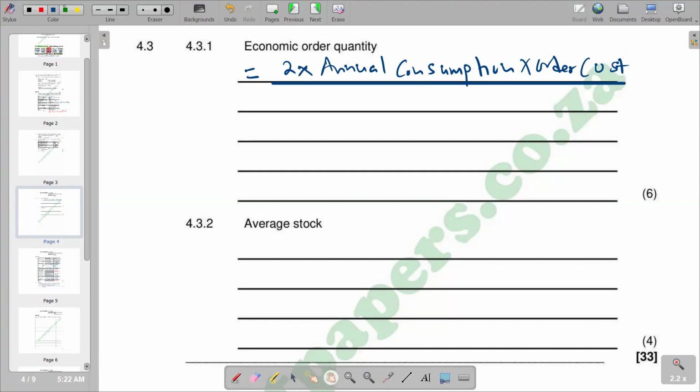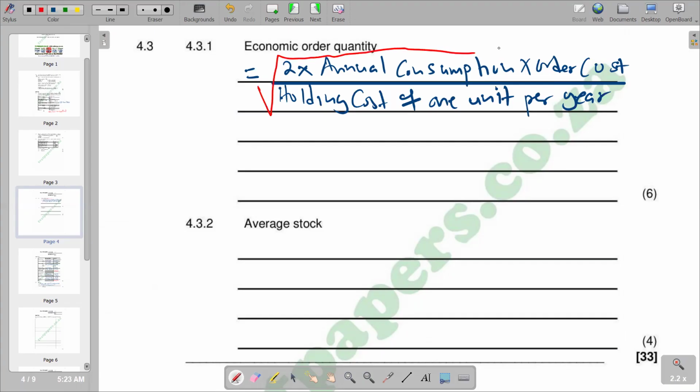So we are saying economic order quantity is equal to 2 times annual consumption times order cost, all over the holding cost of 1 unit per year, and for all this, the answer that we get, you find the square root. So that's what we have.